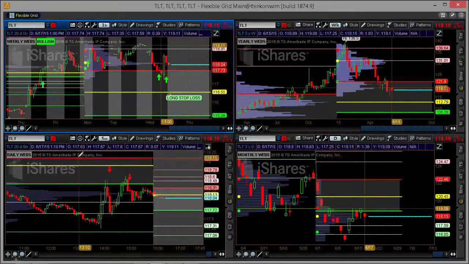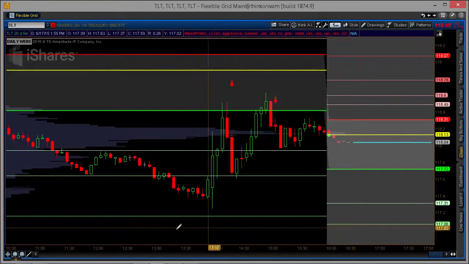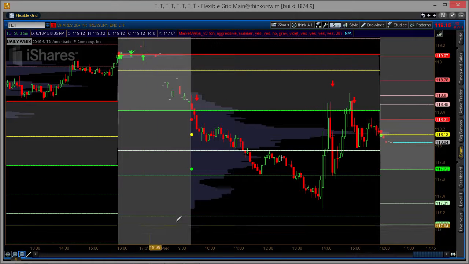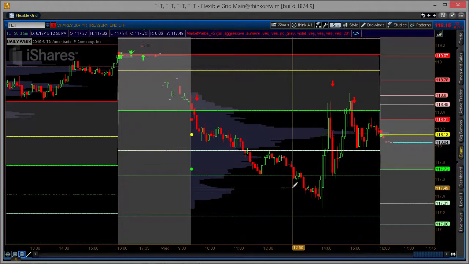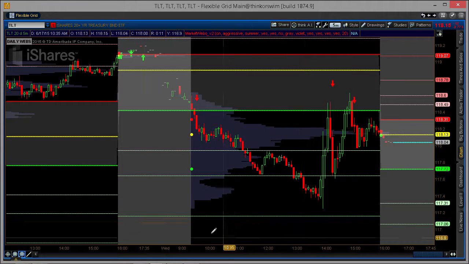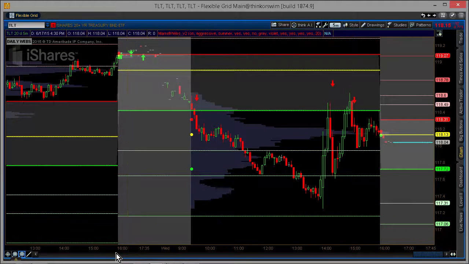So I hope that helps. A little preview of what the MarketWebs can do for you, but these signals are really, really nice. And one thing that the comments I get all the time are how reliable the support and resistance lines outside of value always are, and that's a proprietary formula for how those work.